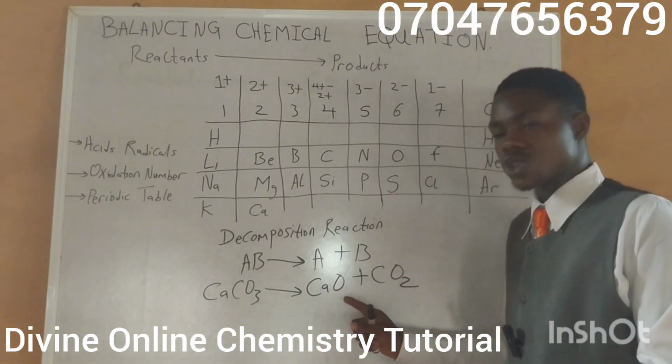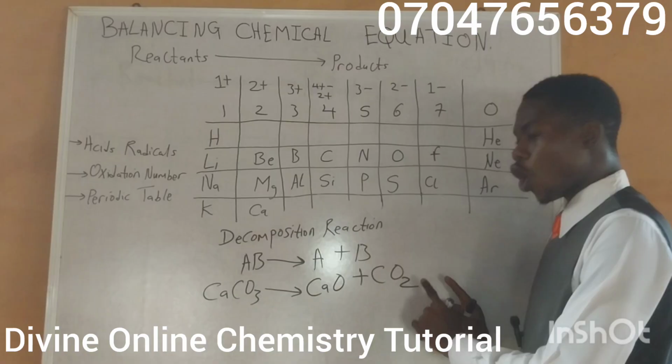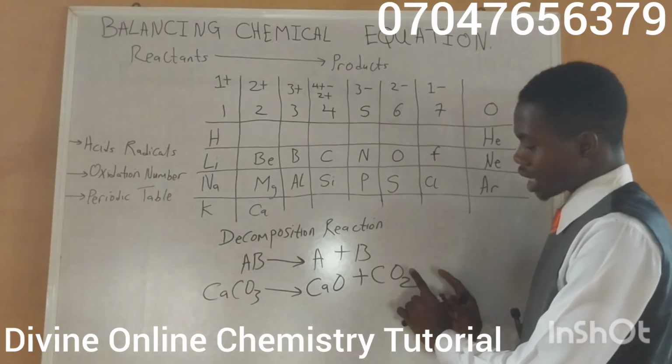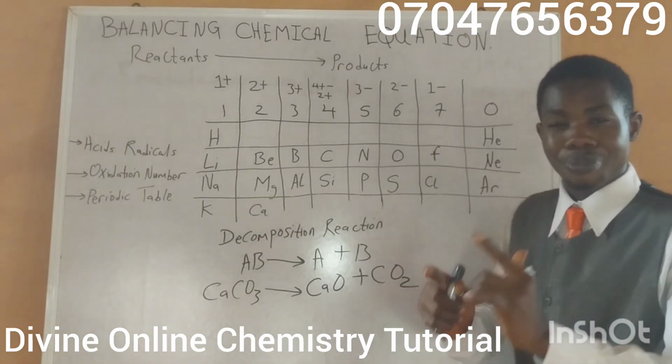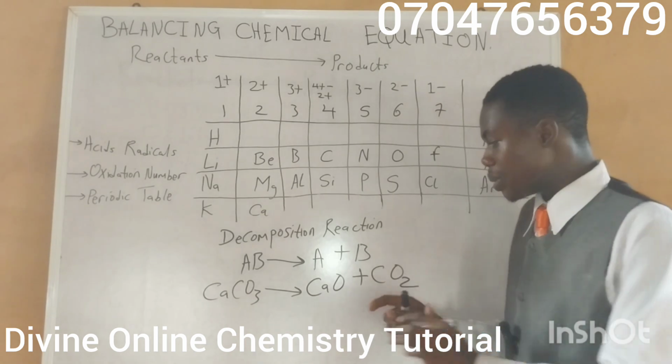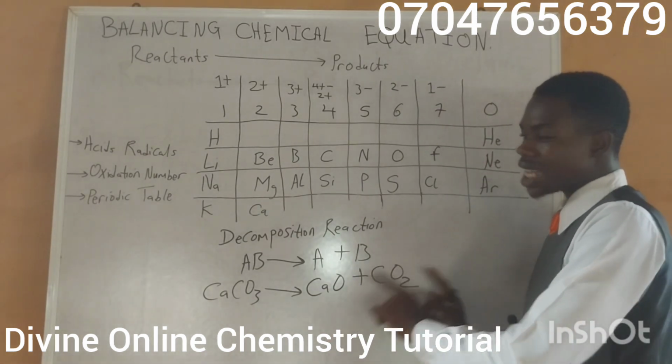It's calcium oxide, also known as quicklime, and carbon dioxide. Those are the two products that will be formed. So in balancing a chemical equation, the first step is to write the products on the right hand side.